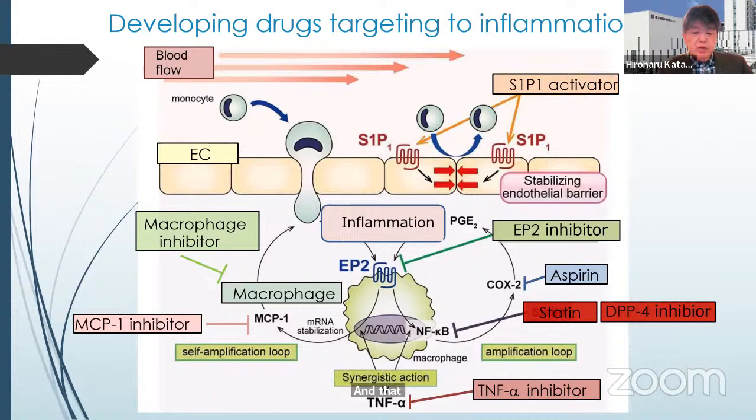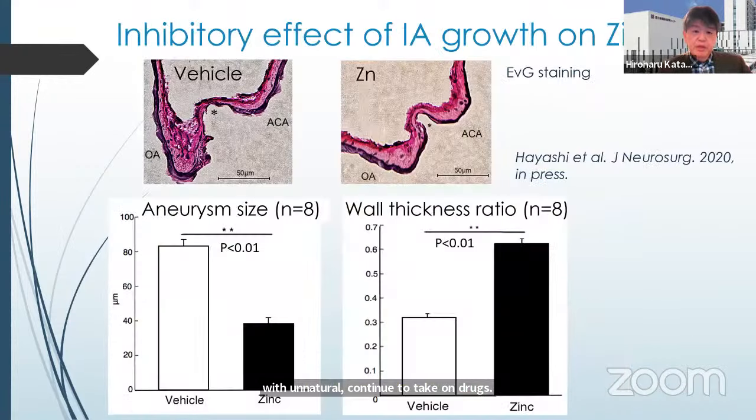But the prevalence of intracranial aneurysm is very high, and I think it is unrealistic that all patients with unruptured aneurysm continue to take drugs every day for a long time. So next we took notice of an essential trace element of diet.